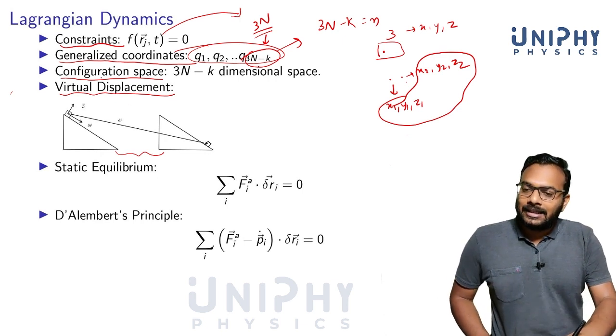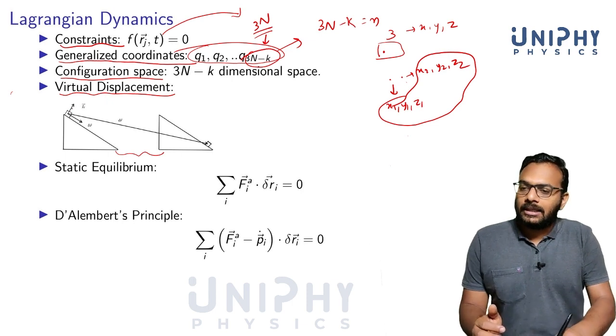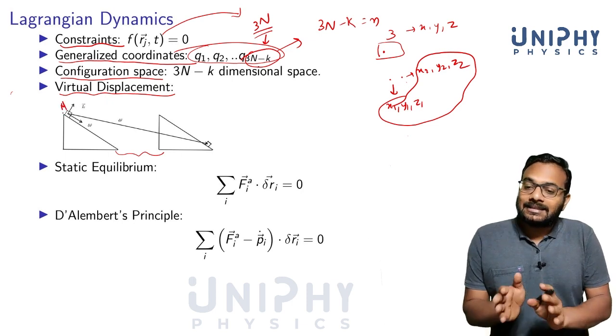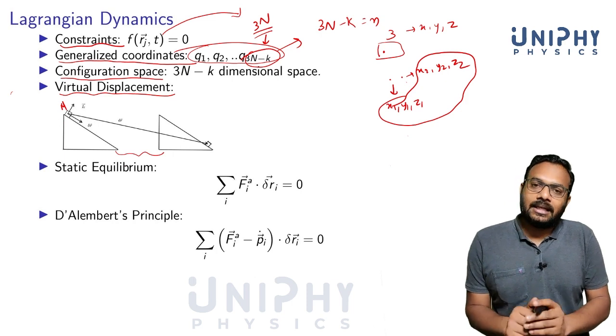Okay, in this case the constraint is that this block, let's say it's a block of mass m, is constrained to move along this inclined plane.